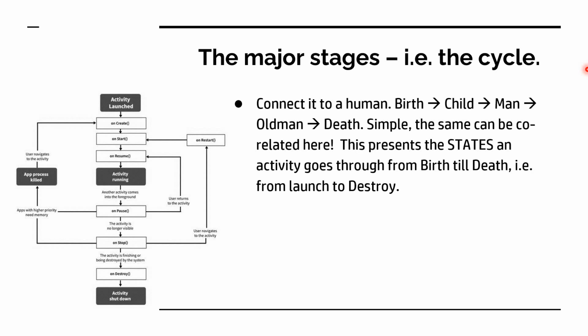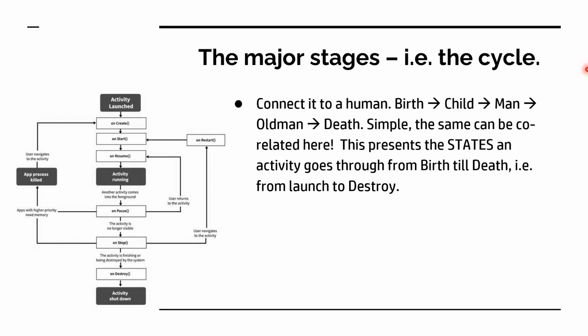Just connect it to a human. We are born, we are a child, we grow as a man, we grow as an old man, and then it is the end of it. So the same is the case here. We are going to have states for the activity. An activity goes through multiple states from birth till death. It is from create to destroy. So that's how we can connect to it. From launch to destroy we have states available.